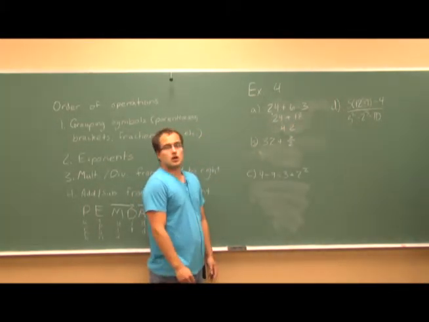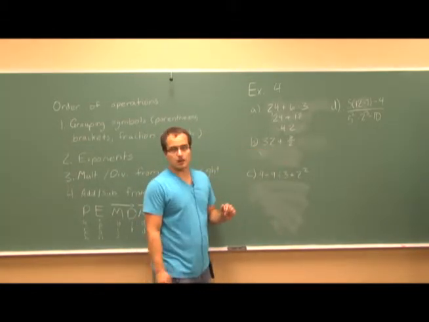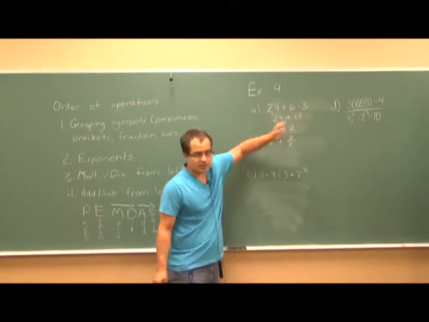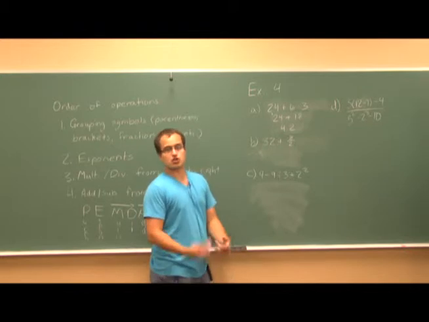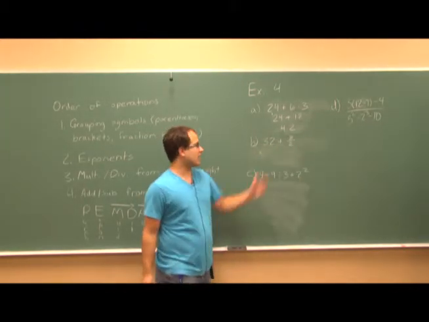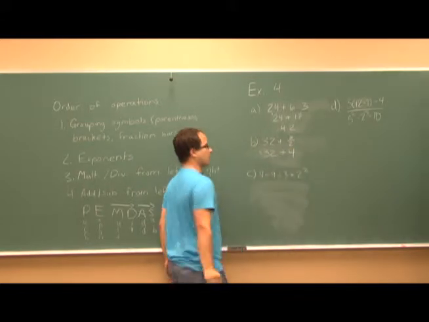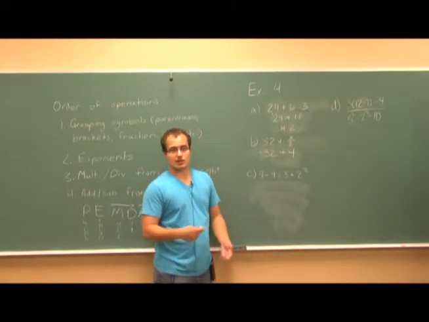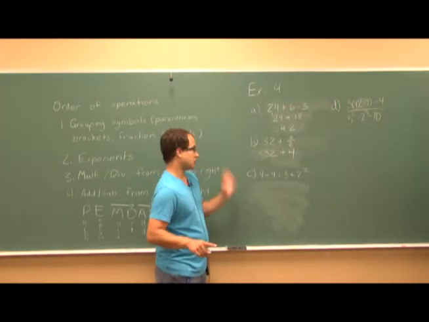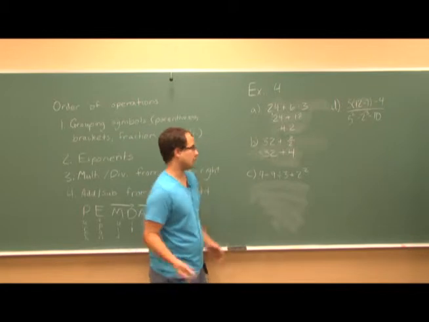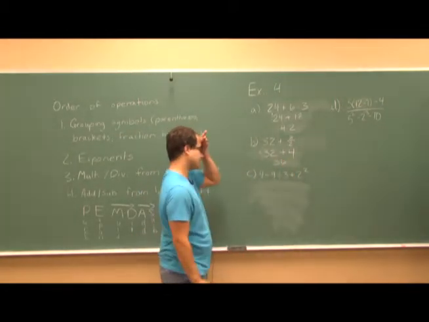Now B. Are there any grouping symbols? Well, there is a division bar. So is there anything I can simplify in the numerator? No. Is there anything I can simplify in the denominator? No. So then I can just do that division, which would be 32 plus 4. Now, are there any exponents? No. Are there any multiplication and division now? No. All we're left with is addition. So 32 plus 4 is 36.